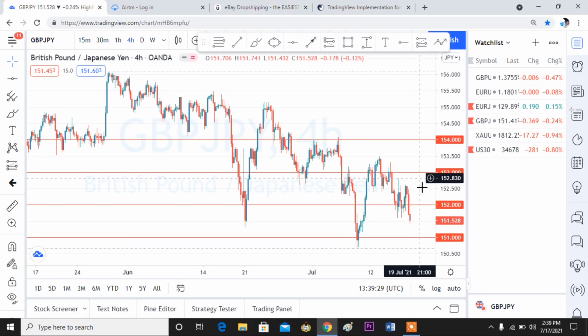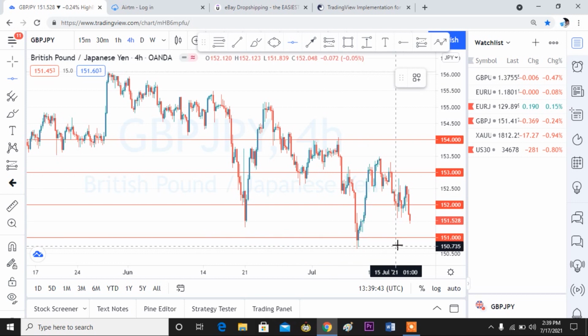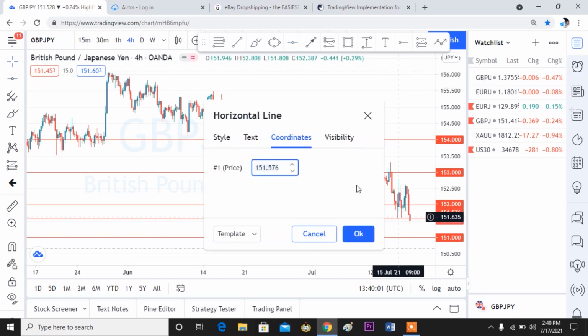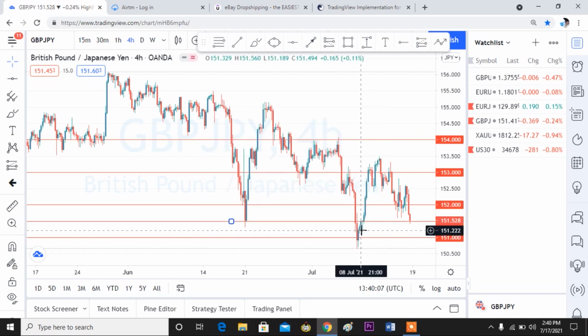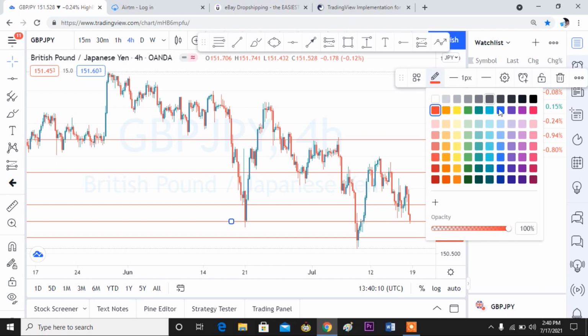So to do that, what you just have to do is subtract this psychological level from this one. It's going to give you the main psychological level. And to do that, let's pull out our resultant line. Here is 151.00 and here is 152.00. So the sub psychological level in between this 151 and 152 is 151.500. Let's denote it with the blue color.